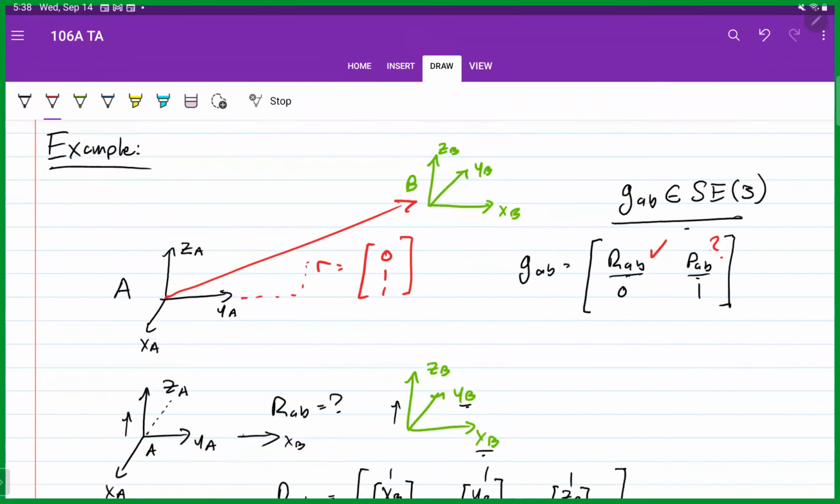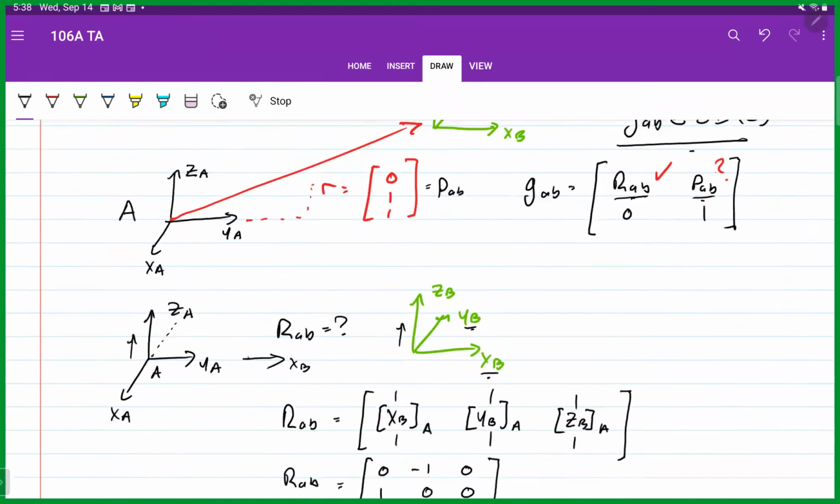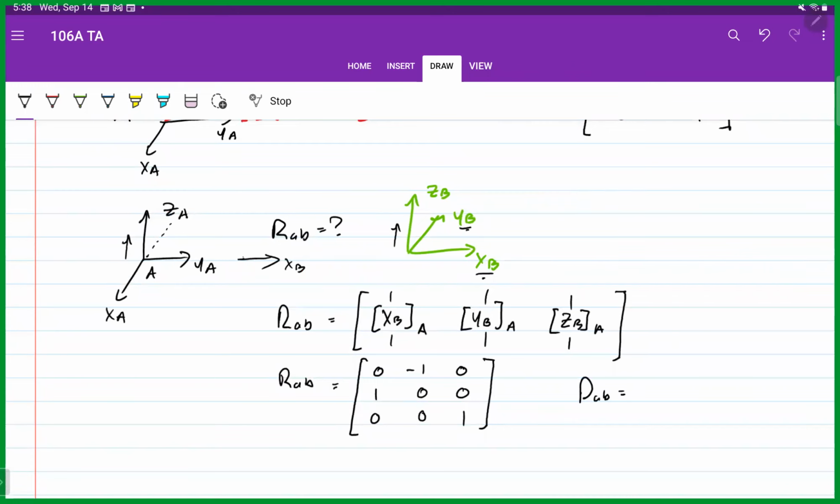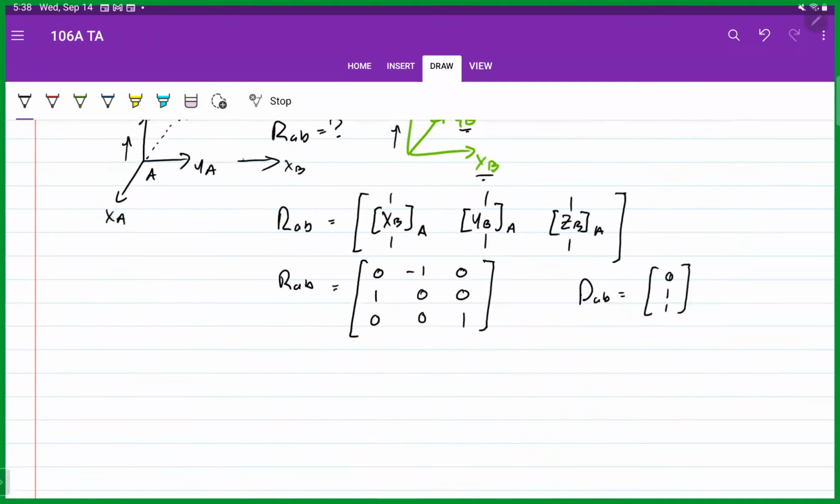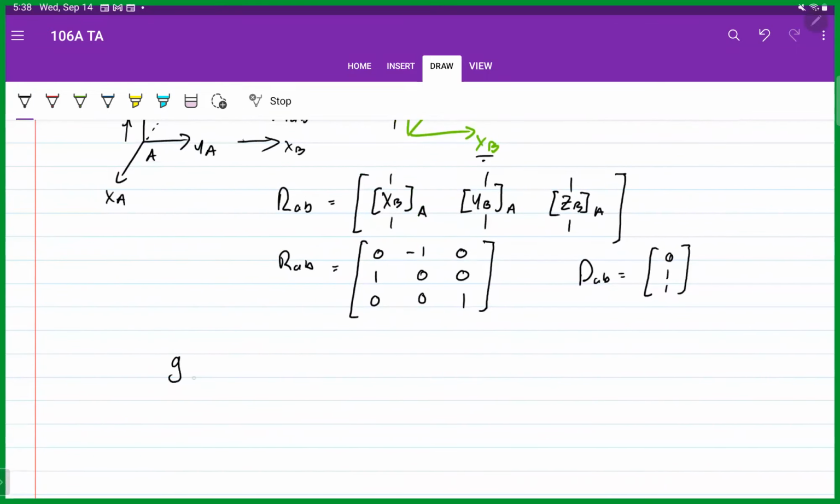Well, PAB is even more straightforward than RAB in this case, right? This PAB is just what tells us how far we need to go and in what direction to get to our new frame. So PAB is actually just equal to this R between the origins. All right, so PAB is equal to 0, 1, 1. All right, so we have everything we need. We're just going to go ahead and put it in our format. GAB equals RAB, PAB, 0, and a 1.